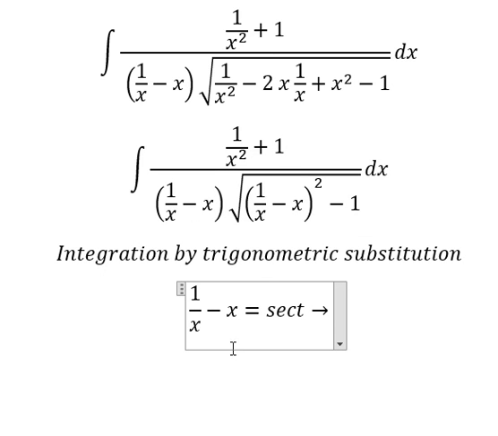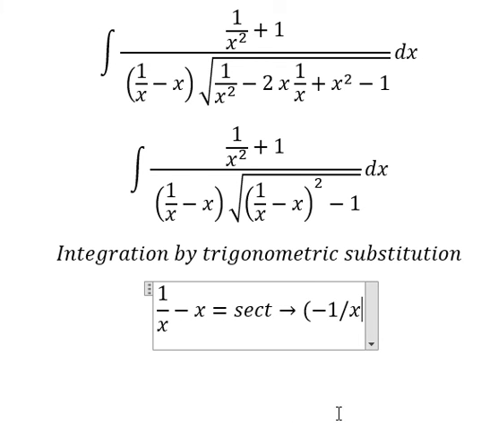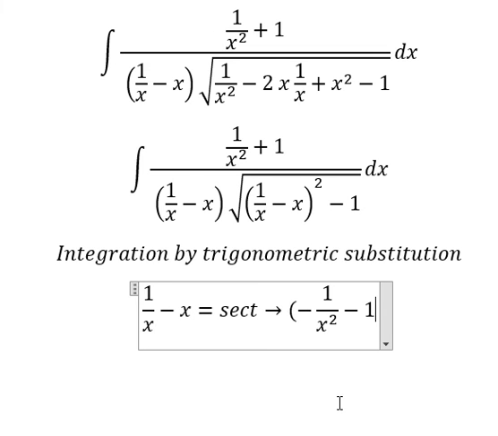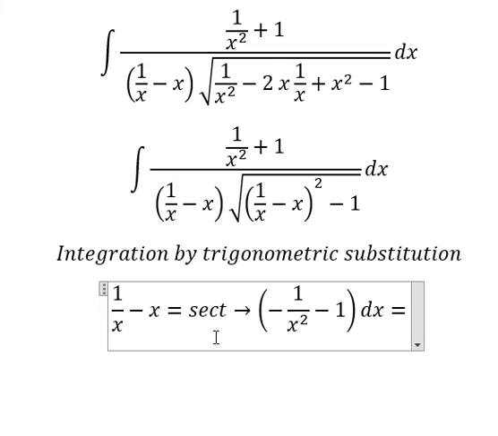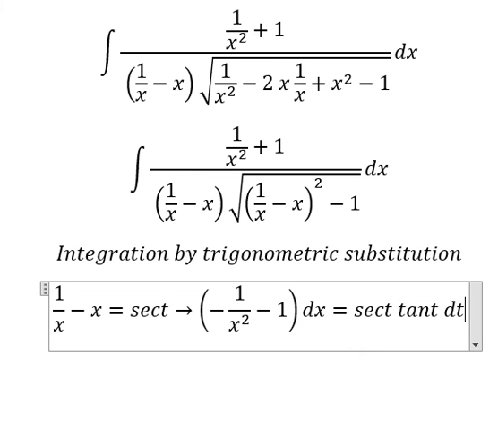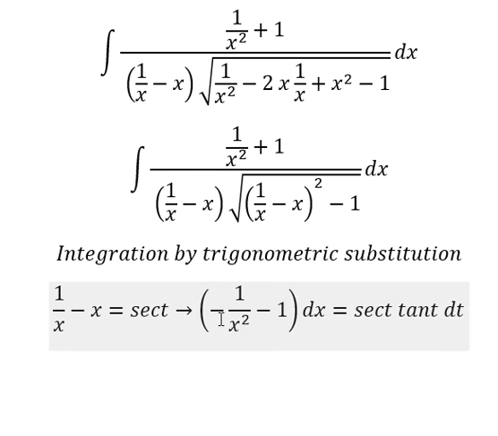Next, we take the first derivative of both sides. This one we have negative 1 over x squared. This one we have negative number 1. This one we have secant of t tan t dt. We see that this one is positive, but this one is negative. So I will put the negative side to the right.